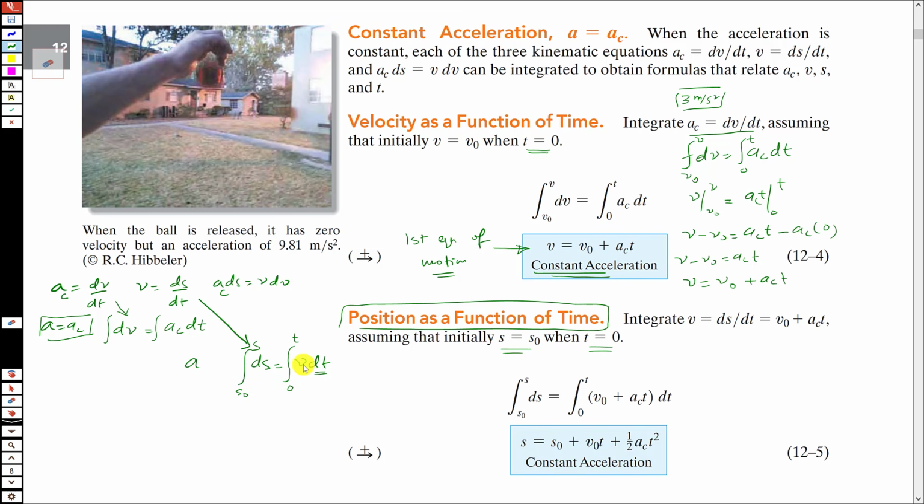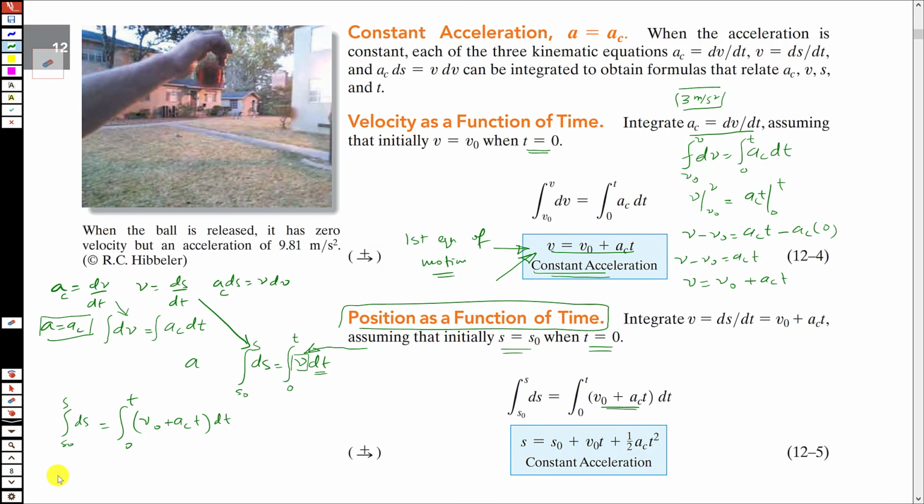And if the acceleration is constant, then the velocity as a function of time is given by this equation, right? We have just derived it. So then we will put this equation in this integration, right? The velocity is a function of time and the acceleration is constant, so ds from s0 to s equals the integral from 0 to t of v0 plus ac t dt.